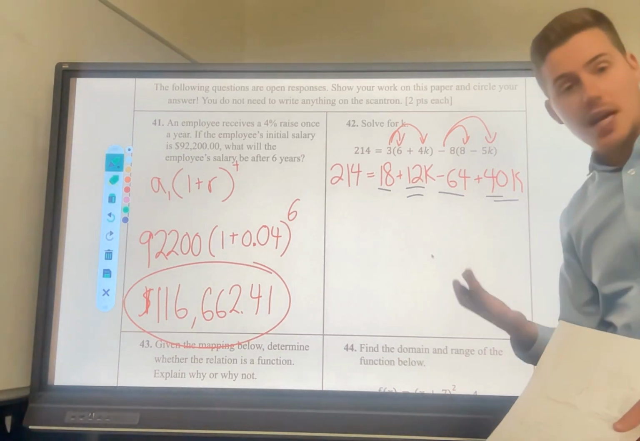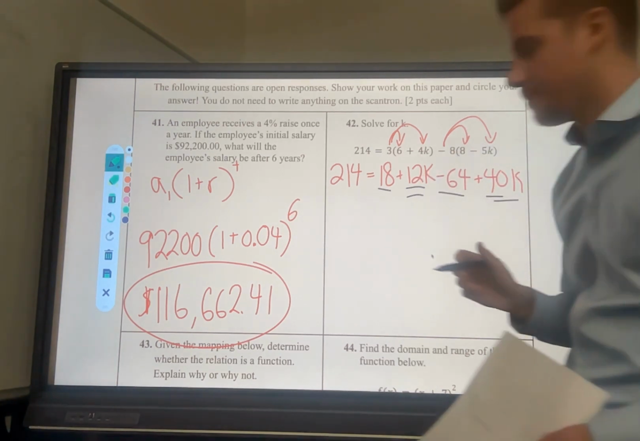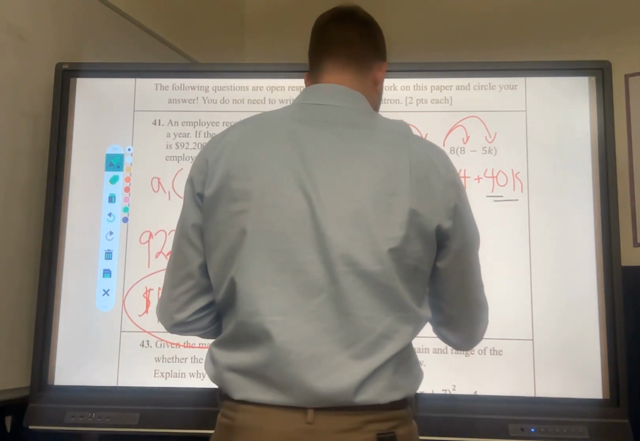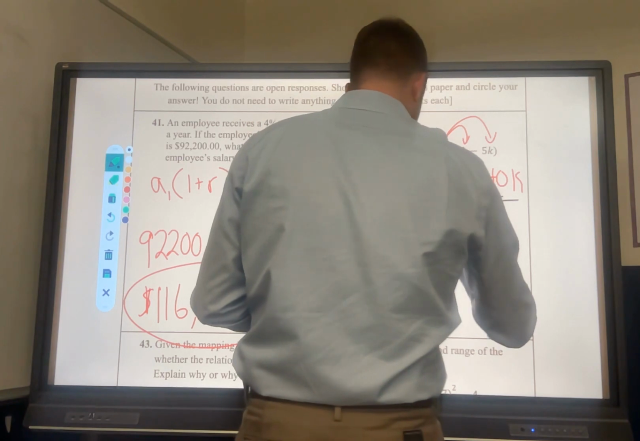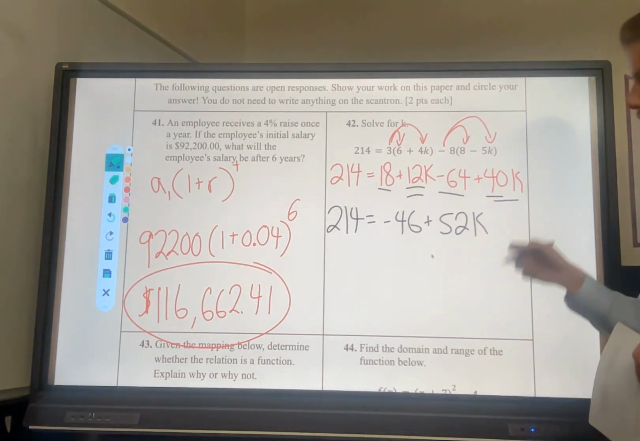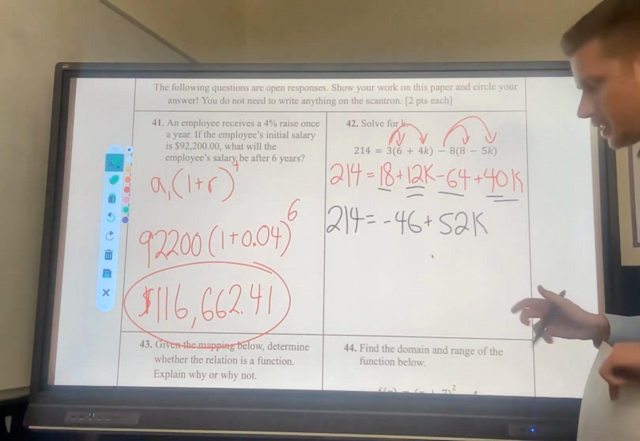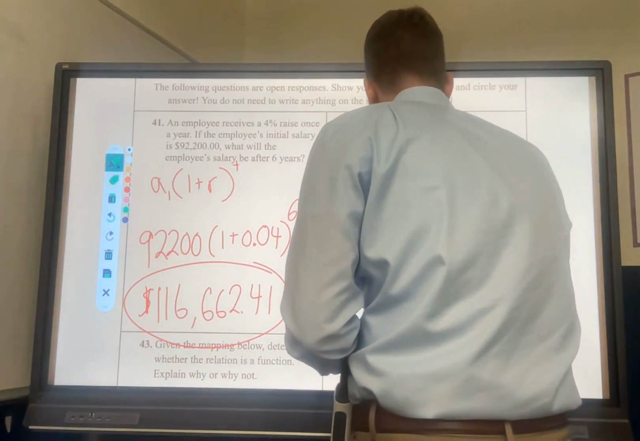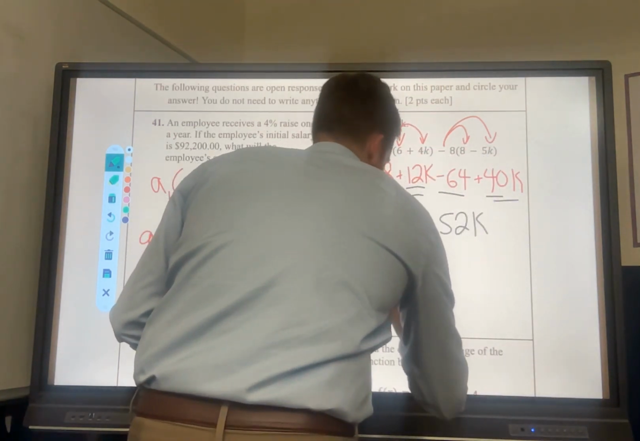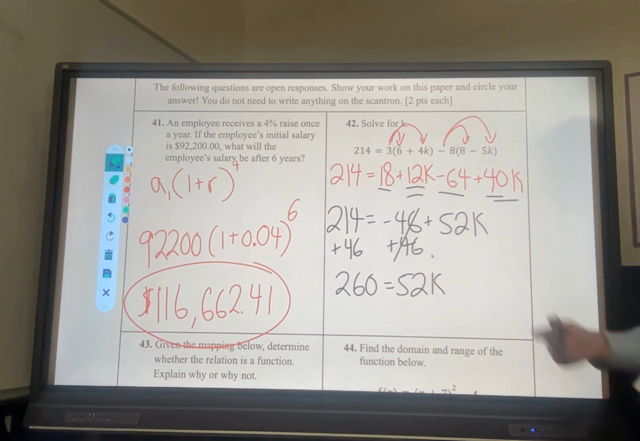So I'll now write what the next line of math will be after we combine 18 and negative 64 and 12k and 40k. Okay, so I'm left with 214 equals negative 46 plus 52k. 2 more steps and we're done. The opposite of negative 46 is positive 46. So I'm left with 260 equals 52k.